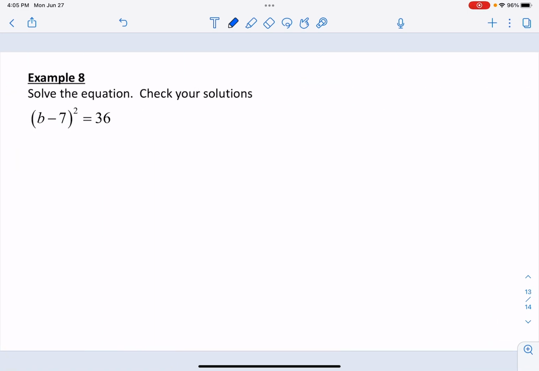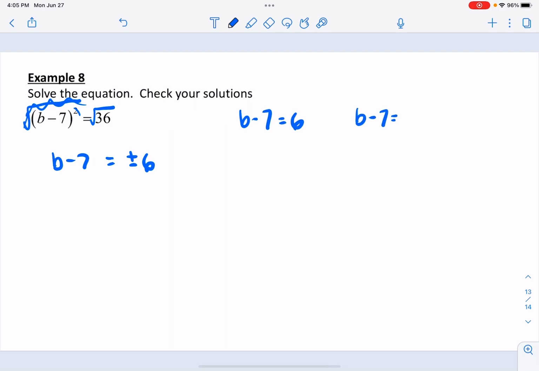Okay, so this one. Square root both sides. So when I square root both sides, I get b minus 7, because the squared and the square root kind of cancel each other out. Square root of 36 is plus or minus 6. So we really get b minus 7 equals 6, and b minus 7 equals negative 6. Set up the two equations.